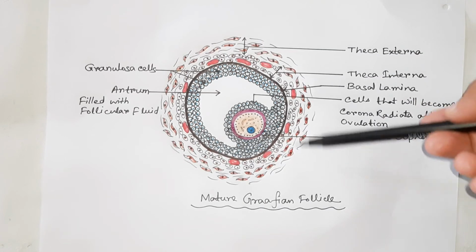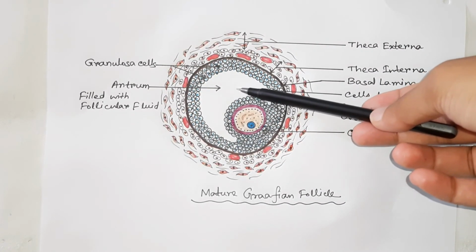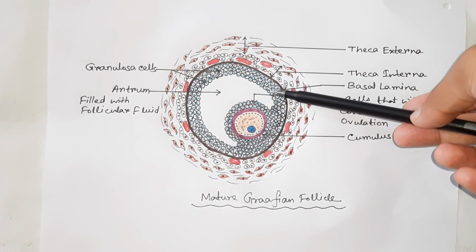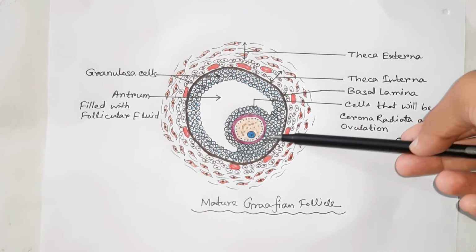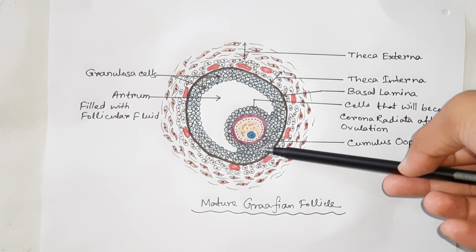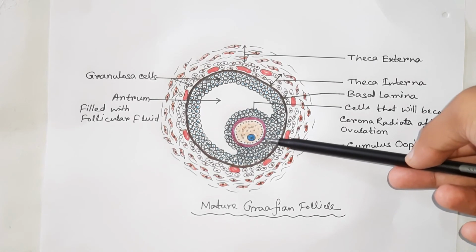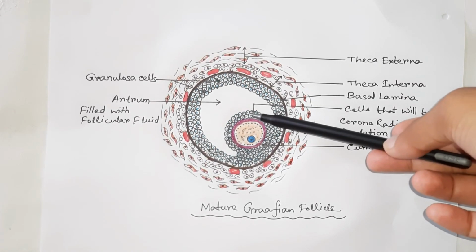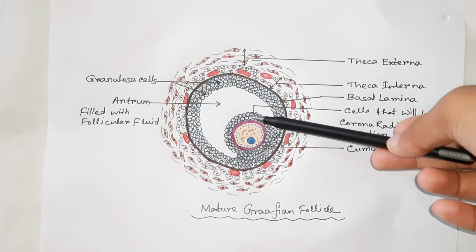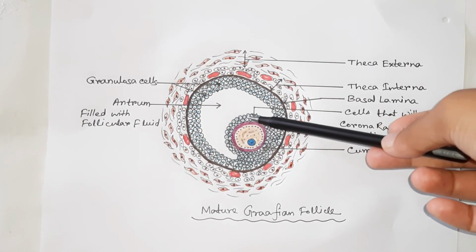This is a diagram of a mature Graafian follicle. Here, the antrum enlarges in size. The stratum granulosum has a relatively uniform thickness except for the region associated with the oocyte. Here, the granulosa cells form a thickened mound called cumulus oophorus. The cells of the cumulus oophorus that immediately surround the oocyte are referred to as the corona radiata. These cells will remain with the oocyte at ovulation.